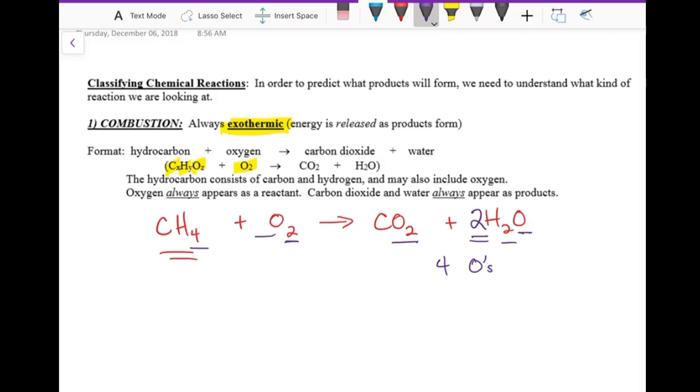So just like we worked on balancing before, the only thing we can do to change the number of oxygens is to add a coefficient. So 2 times what would give me 4 on the left? And of course, the answer is going to be 2, right? So I'll get rid of most of the rest of this mess, and there's my balanced equation. Okay? Let's try another one.